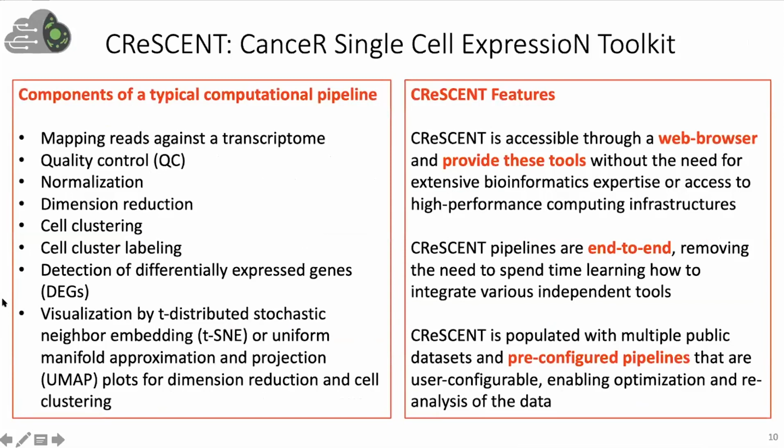A typical computational pipeline for the analysis of single-cell RNA-seq includes mapping reads, quality control, normalization, dimension reduction, cell clustering, cluster labeling, detection of differentially expressed genes, and usually visualization using t-SNE or UMAP. Crescent makes all of these tools available in a web browser. So the users don't need to have extensive bioinformatics expertise in order to access high-performance computing infrastructure. And because the pipelines are end-to-end, they don't need to spend time learning how to integrate various independent tools in order to fully analyze the data.